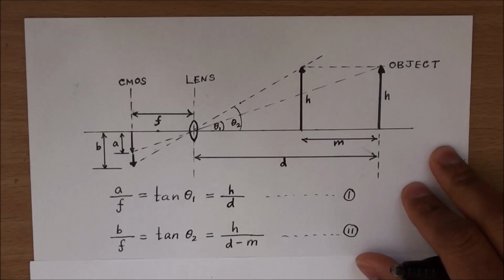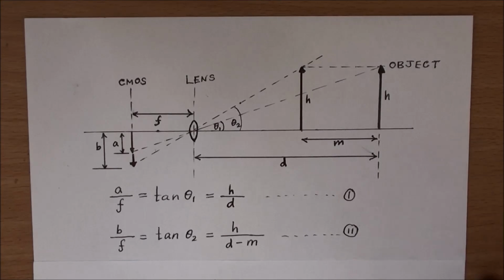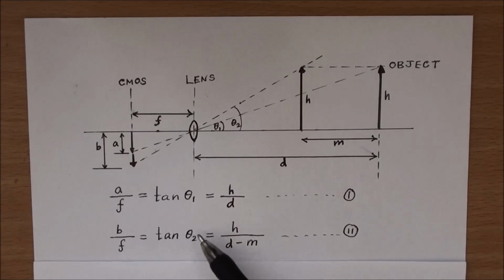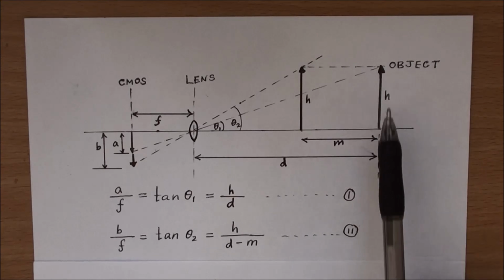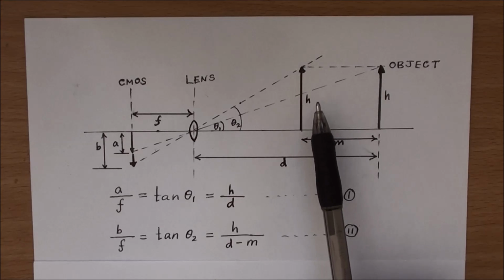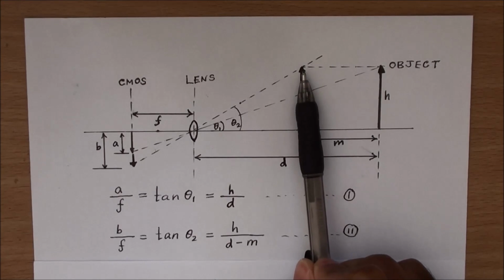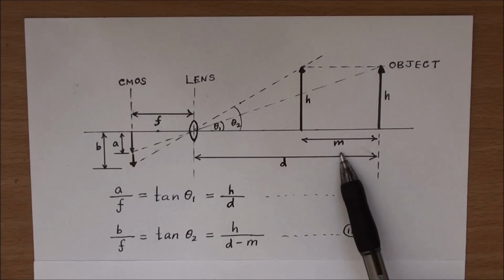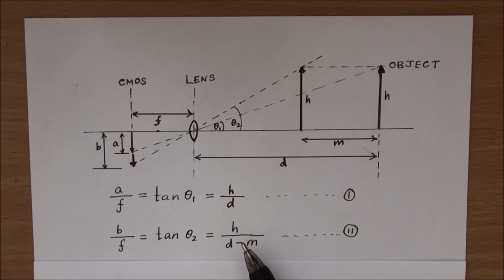So in a similar way, you can generate the second equation, which is for the grown image on the CMOS sensor. So you have the new height b divided by f equal to tan theta 2, which is the new angle, and that is also equal to the same object which has got the same height, but it's moved a distance m. Therefore the new adjacent side length is d minus m.